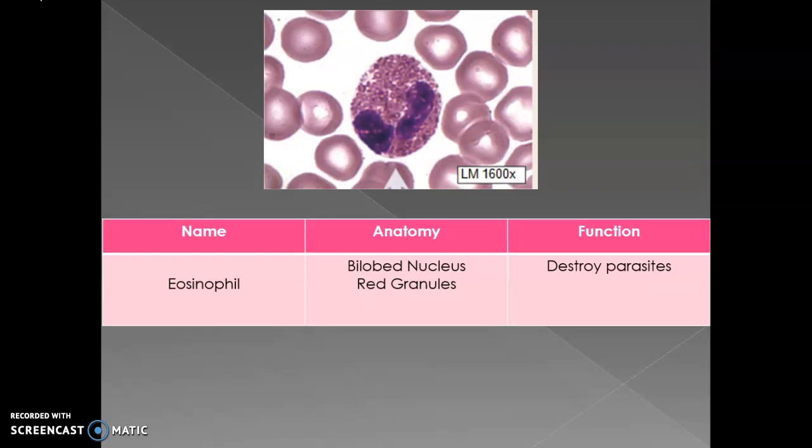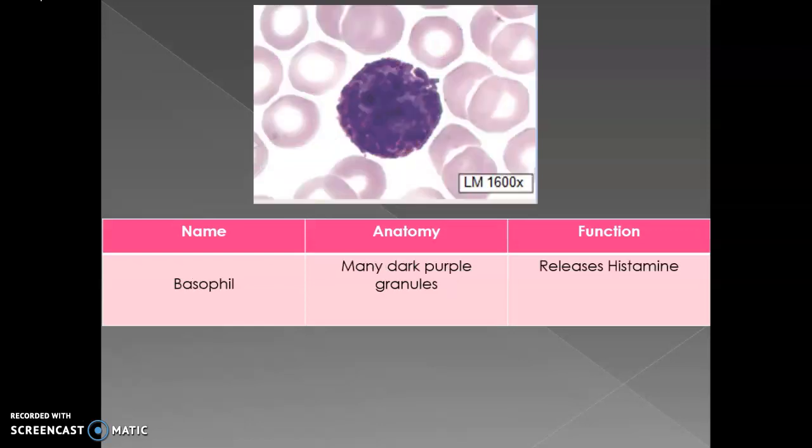Eosinophil has a bilobed nucleus, and you see red or dark pink type of granules. They fight parasitic infections. Basophil have many dark blue granules, B for blue granules, and the granules are so big that it pretty much obscures the bilobed nucleus. Basophil releases histamine.